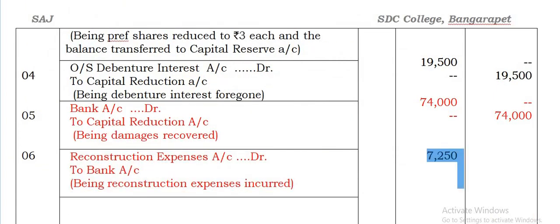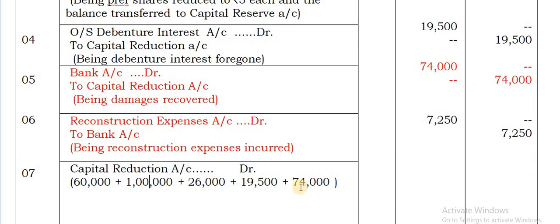Reconstruction expenses account debit to bank account. So that is 7,250. Again, this should be written off against the capital reduction account. So these are the special entries in this problem. Then you can go for a capital reduction account.